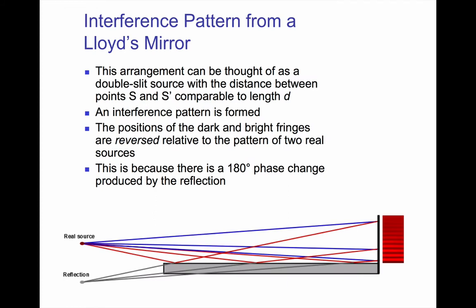The one thing you have to take into account with this pattern is that the pattern actually has maxima and minima reversed from what they would be from two real sources, and that is because there will be a phase change when the beam gets reflected. So phase change is something we'll look at now before we get on to interference in thin films.